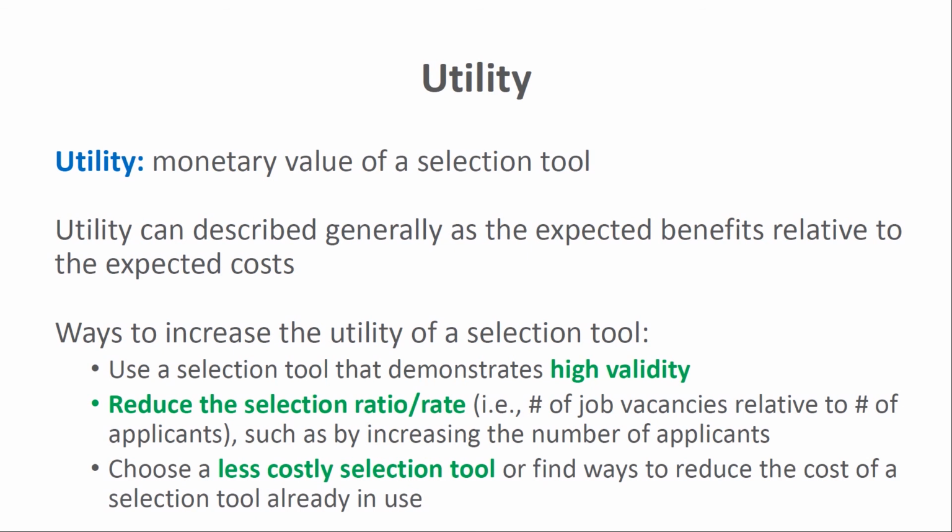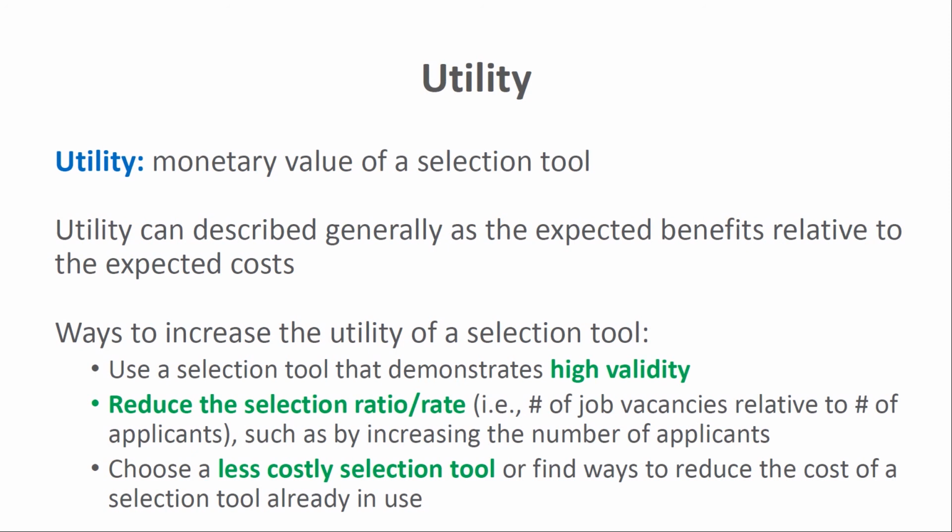The third way, and this is not the third and final way, but just another way in which we can increase the utility of a selection tool, is to choose a less costly selection tool or to find ways to reduce the cost of a selection tool already in use. Even if a selection tool demonstrates high validity, and even if we reduce the selection ratio or rate, it could still be that our selection tool is so expensive to use and administer, both in terms of time, resources, and total financial resources, that it just does not make sense to use that selection tool, even if it does a really nice job of predicting future job performance accurately, or whatever the criterion of interest is.